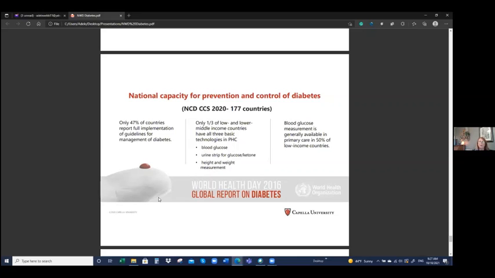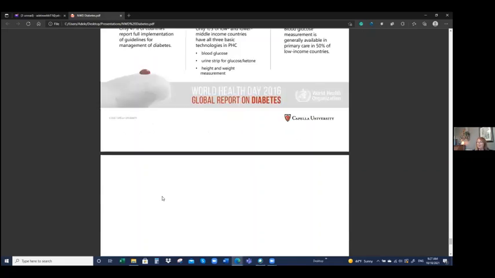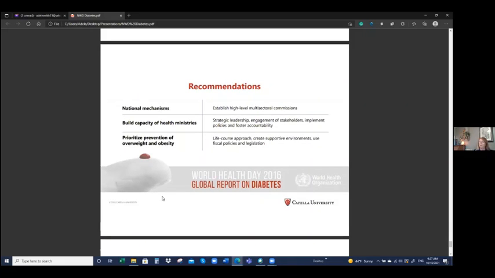Make sure that what works is being heard by the legislators and by the policymakers. Make sure there are national recommendations, national mechanisms to address this. Look at health ministries. What do they know? How are they treating it? And really look at overweight and obesity.